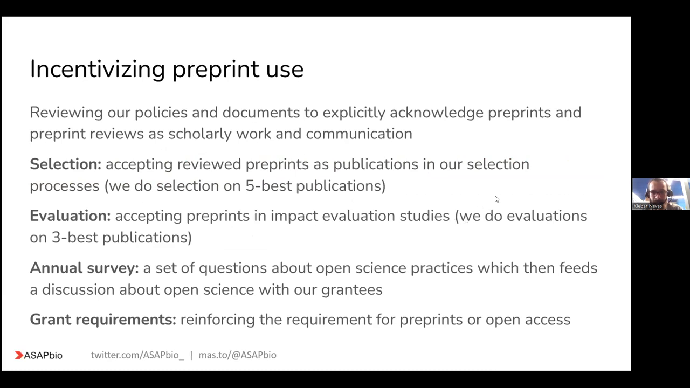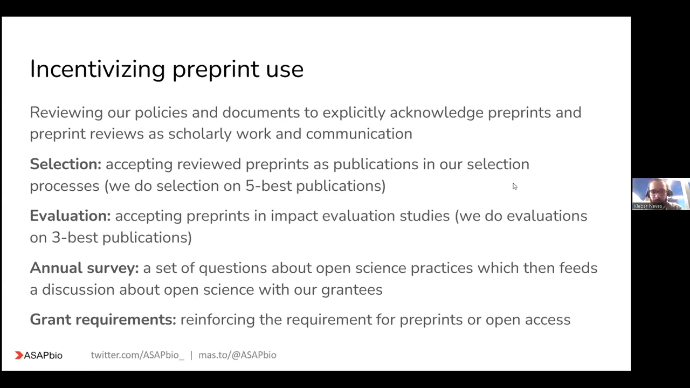In the same vein, we're updating our policies to explicitly acknowledge preprints wherever that's appropriate. This happens at many points in our workflow. For instance, when we select grantees, we do selection on 5 best publications. During the application, they send us their 5 most important publications where they contributed. We weren't opposed to preprints, but now we're going to explicitly recognize that preprints with reviews can be included as a publication in those 5 best. Similarly, the evaluation of our program also depends on the grantees recommending their 3 best publications, the 3 best contributions.